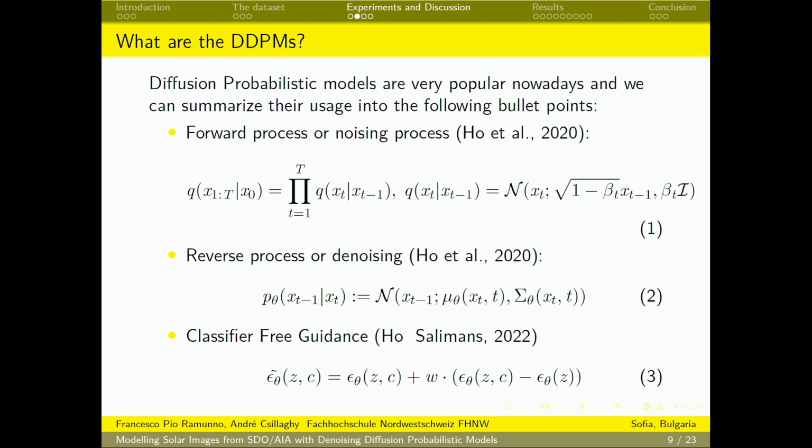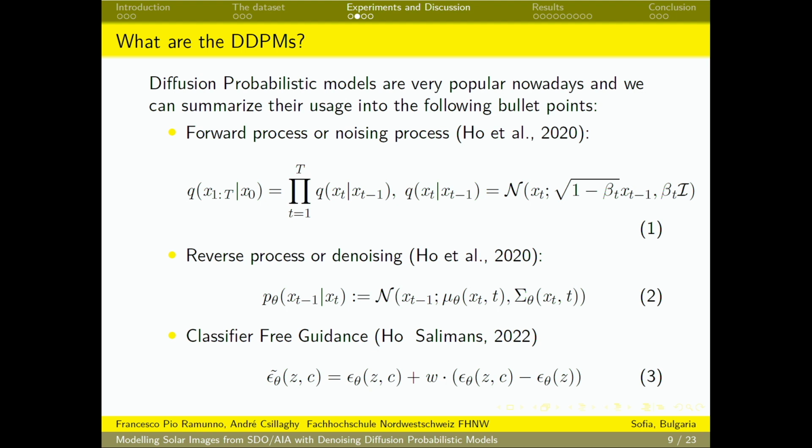Then we have the reverse process, which is actually where the model acts. In this case, we are trying to predict, again step by step, all the noises that we added in such a way that then we can remove it and obtain the image. In this case, we are working on the mean and the covariance matrices, so we are predicting them in this way.